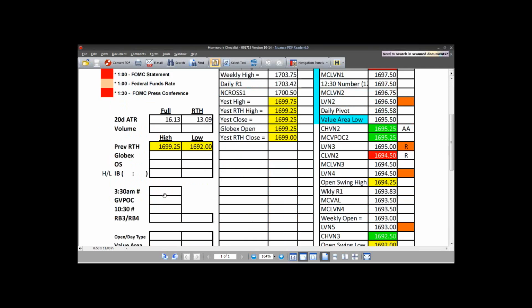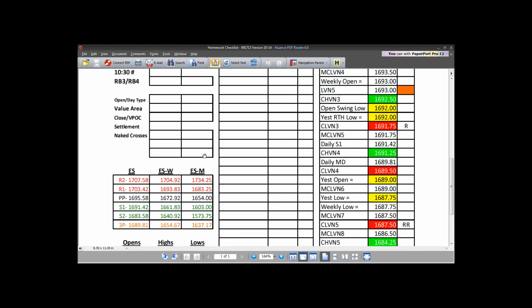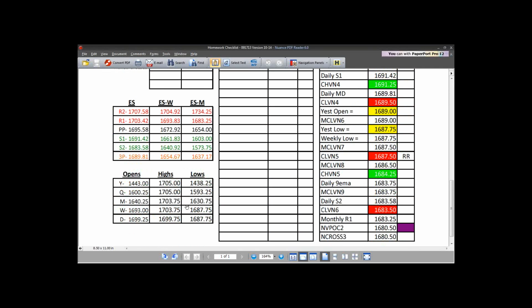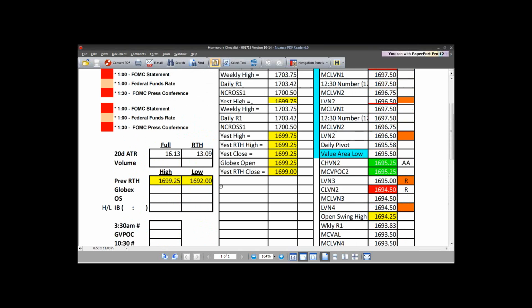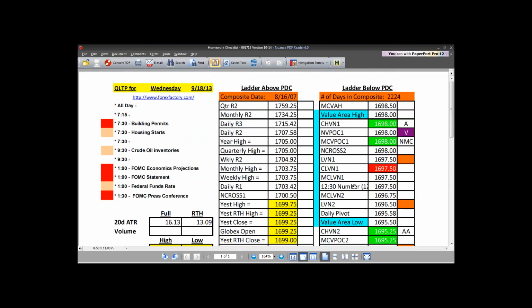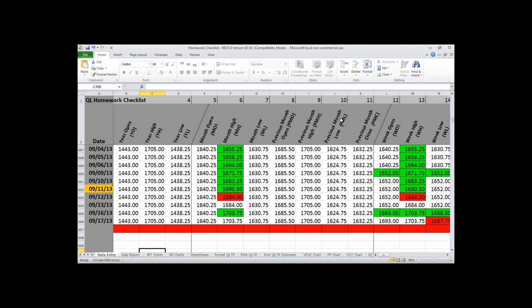It's got the news for the day, it's got a little work area, and the open, high, lows for a year, quarter, month, week, day, and those are all put into the ladder. It's not a trading sheet, it's a guide to show you where there's confluence within different methodologies, and also where other traders might activate. Anyway, we create the sheet each morning, and we go through the numbers, and we start with the macro to the micro.